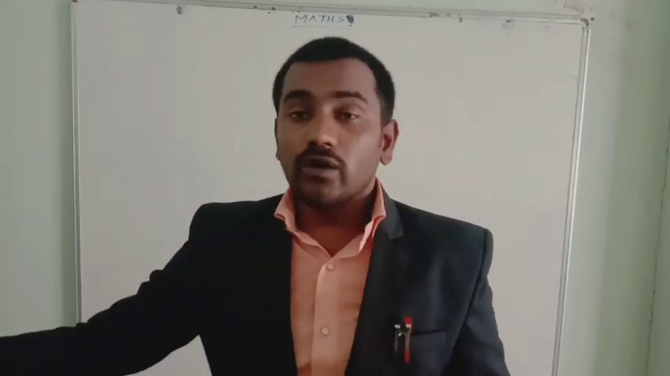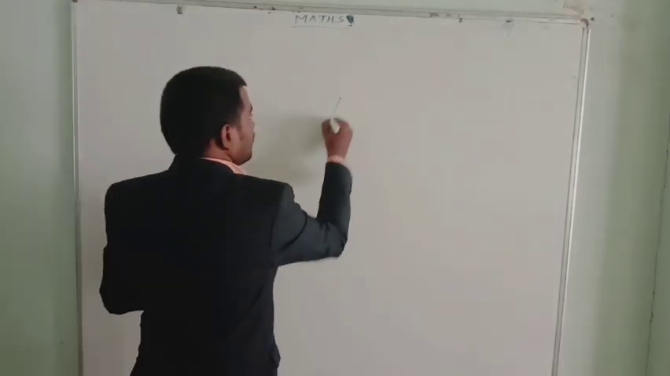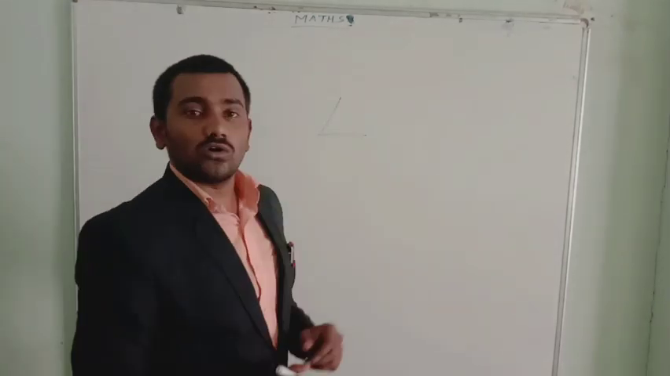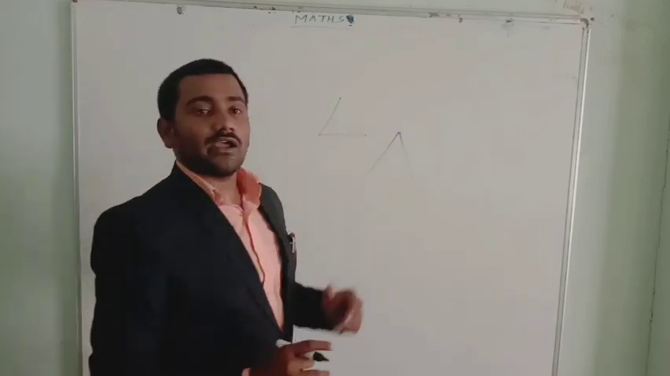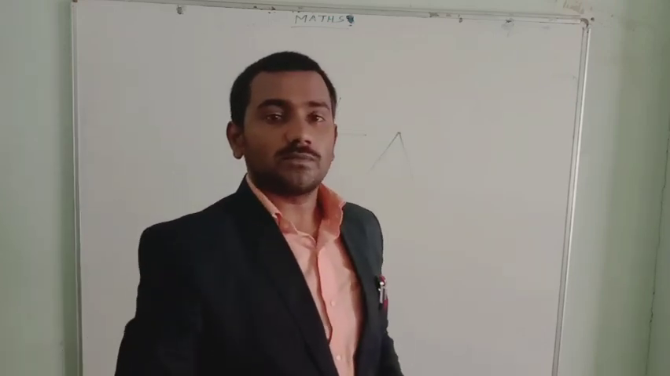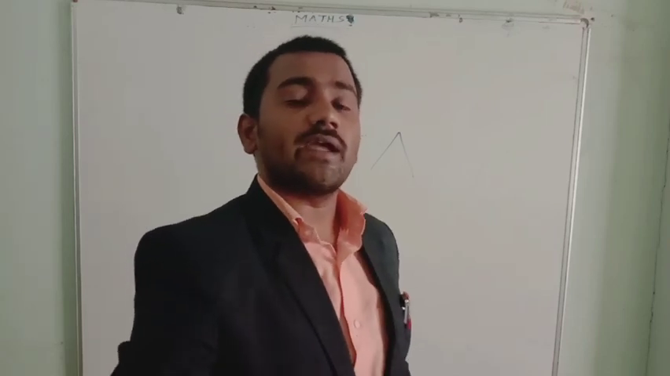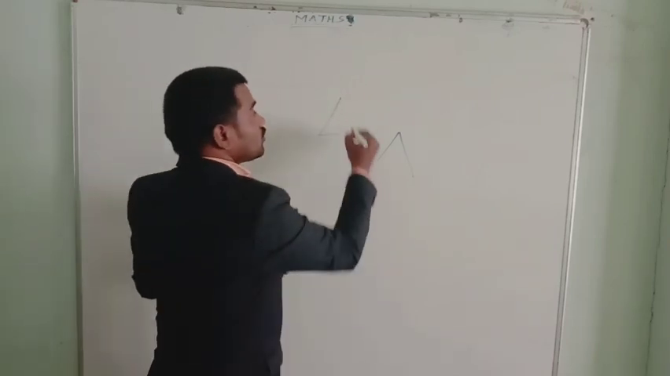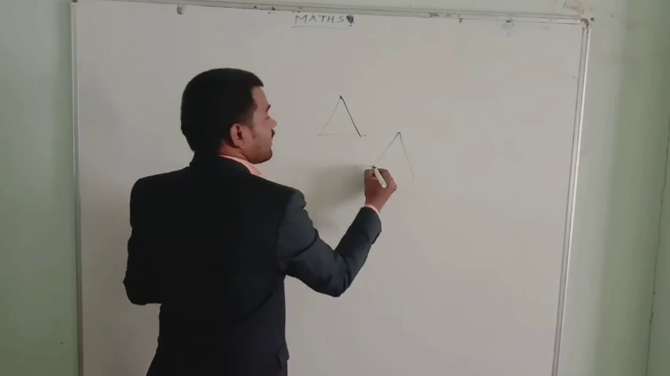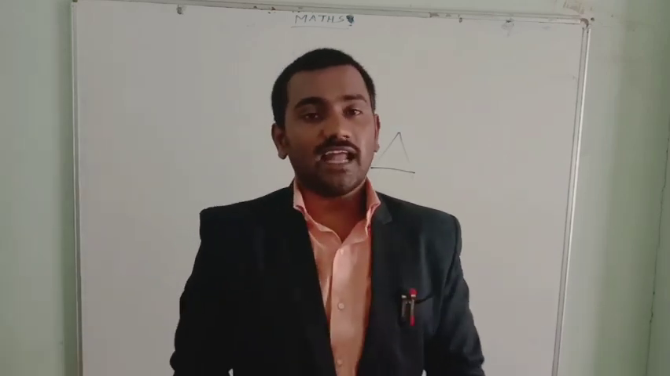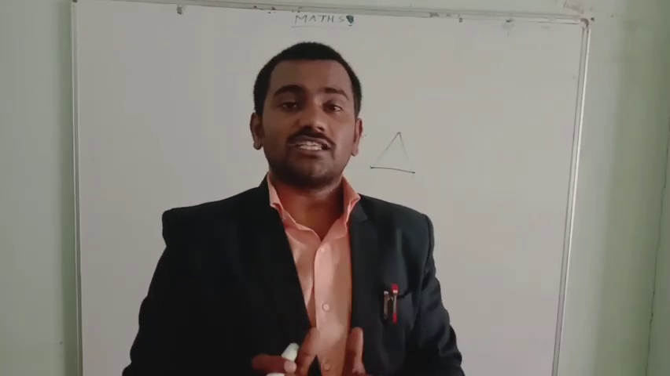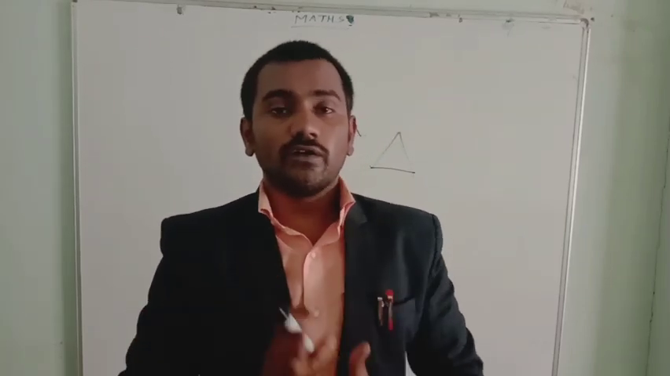So I will give you 2 line segments. Can you make a closed figure with this? See, 2 line segments. Can you make a closed figure with this? No, it's not possible. With 2 line segments, we cannot make a closed figure. To make a closed figure, we require a minimum of 3 line segments. So with a minimum of 3 line segments, we can make a closed figure.